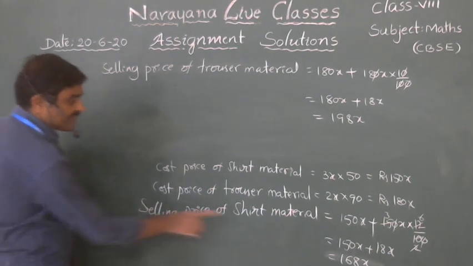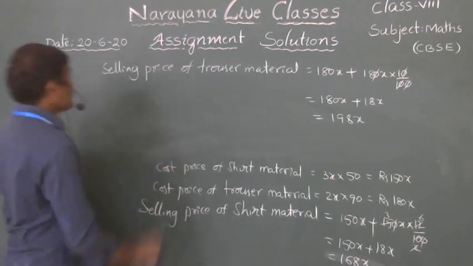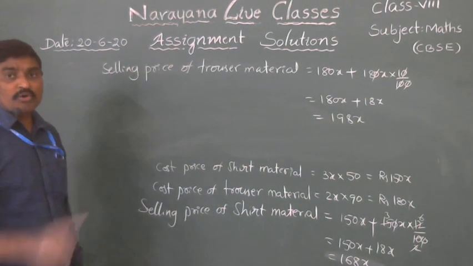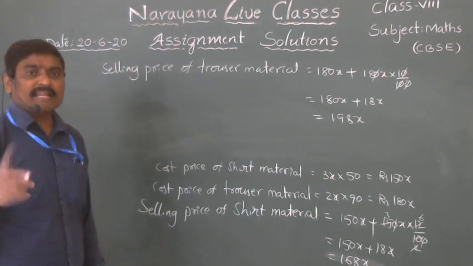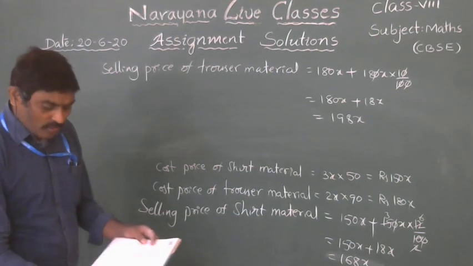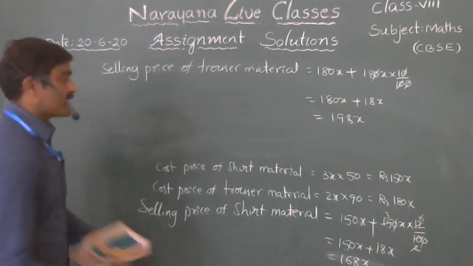Selling price of the shirt material is 168x. Selling price of the trouser material is 198x. So we get the total selling price. What is his total sale as given? 36,600 rupees is the total sale.